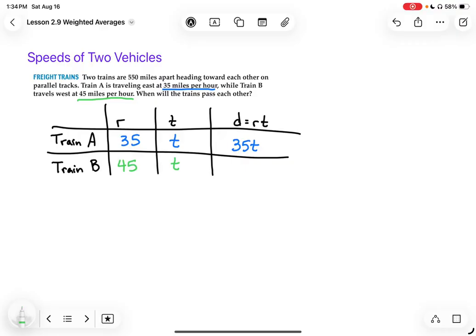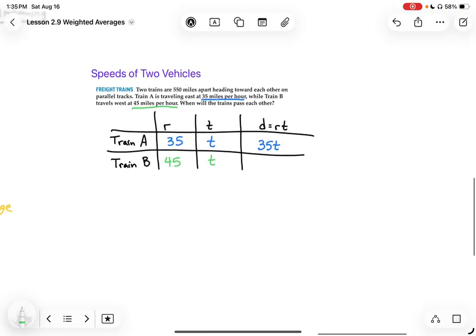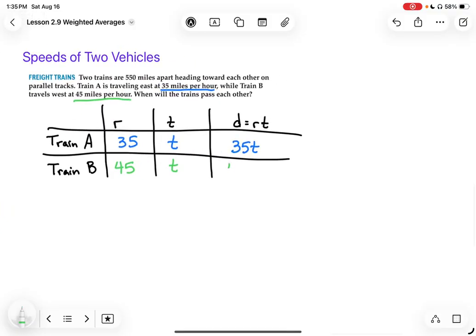And the reason I can use the same variable for time for both of them is because the time is going to be the same. They are going to pass each other at the same time. As a matter of fact, it'd be kind of hard to pass each other at different times. Not even sure how that would work. So the distance that train B travels is also going to be 45t.